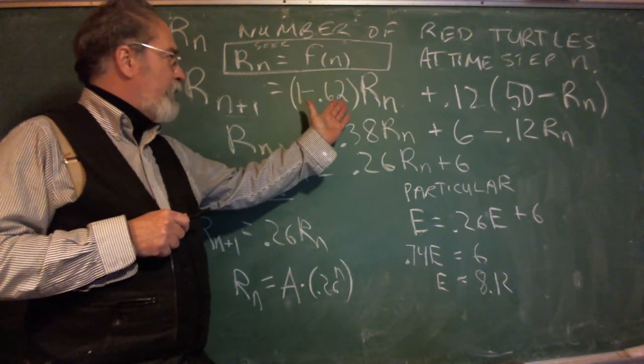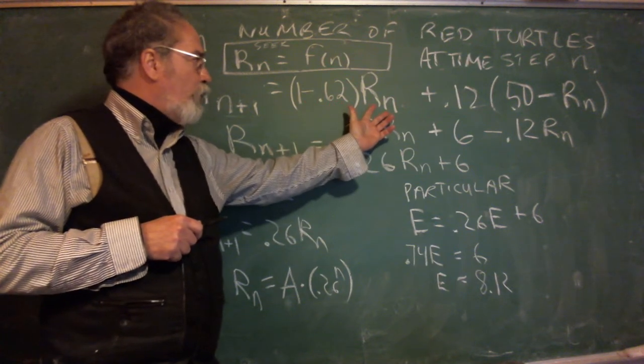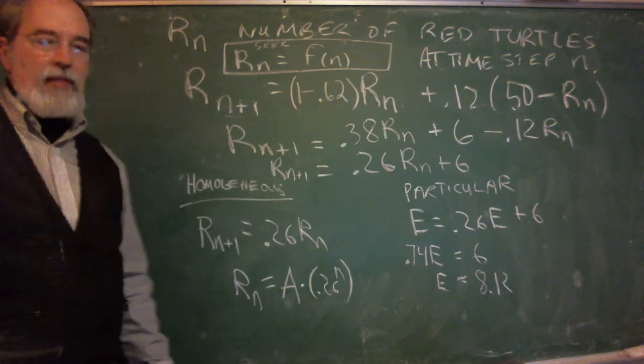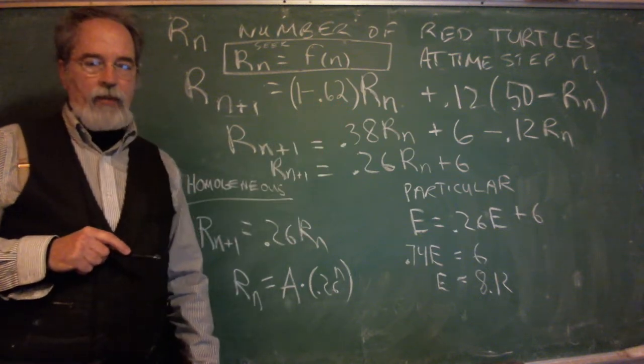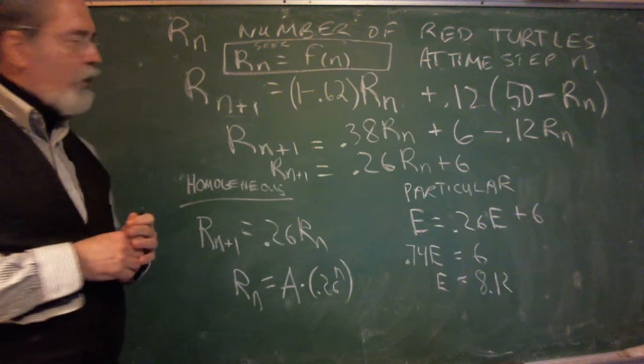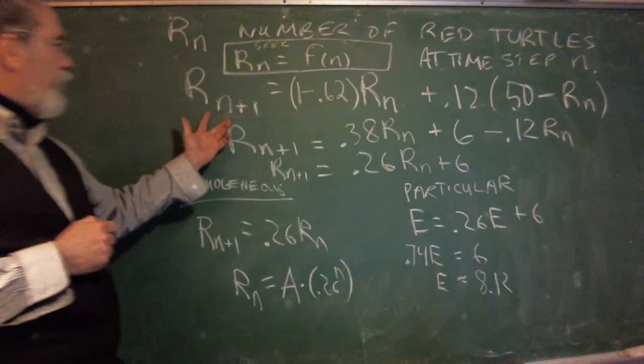62% of the red turtles change color. So the old red, think of this as old red, 1 minus 0.62 of them stay red. So I don't use 0.62 times that because that would be counting green turtles. So here's the old red turtles, new red turtles.